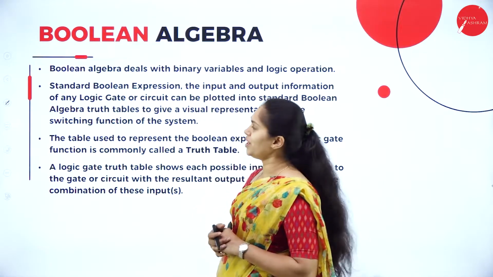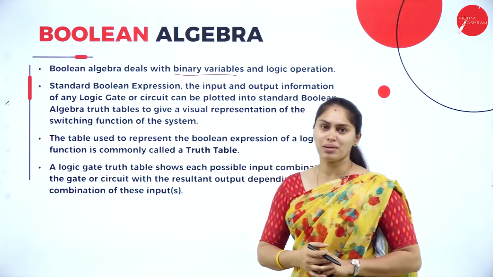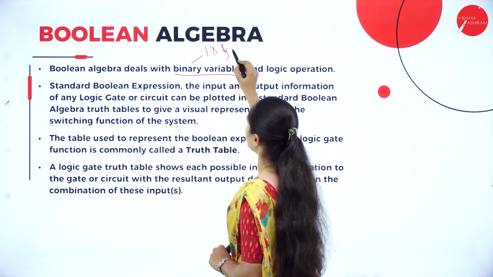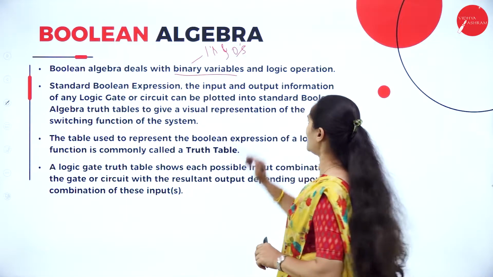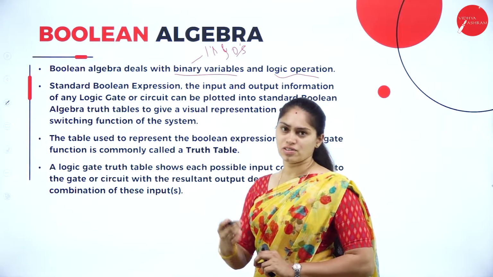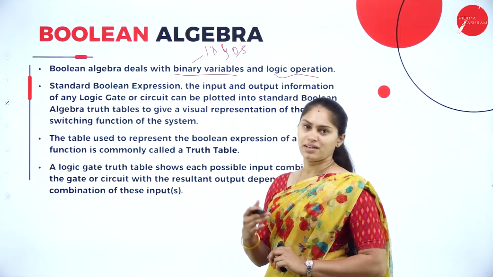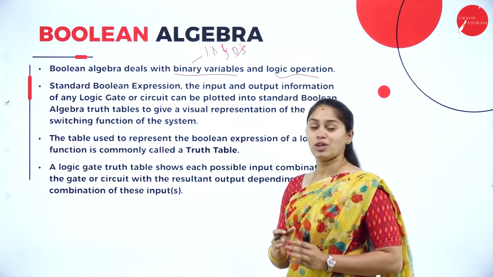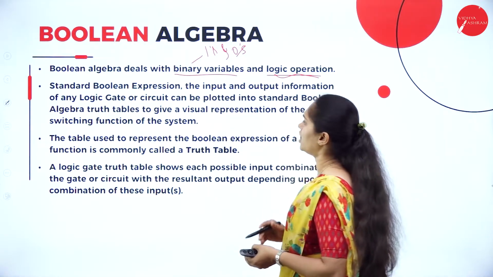Boolean algebra mainly deals with binary variables. What do we mean by binary variables here? They consist of ones and zeros. It deals with only two values, ones and zeros, and logic operations. Those operations are the AND operation, OR operation, and NOT operation. For that we have the AND operator, OR operator, and NOT operator respectively. So Boolean algebra deals with Boolean or binary variables and these logic operations.